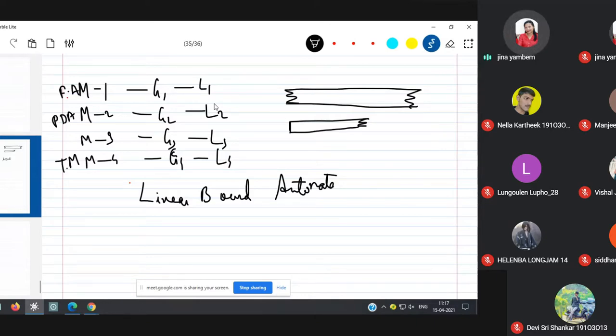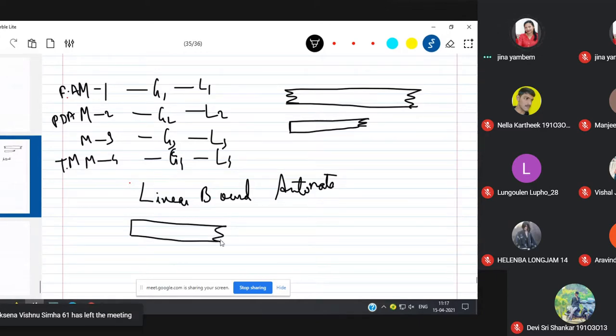Now, regarding this linear bound automata, it is bounded at the left-hand side. In the case of Turing machine, it's not bounded on the left-hand side and right-hand side, but for convenience, we assume that the left-hand side of the Turing machine is bounded. Now, the definition of this linear bound automata: it's bounded on the left-hand side. That's the limit. In another term, in certain books, you can find that the linear bound automata is nothing but a modified version of Turing machine.